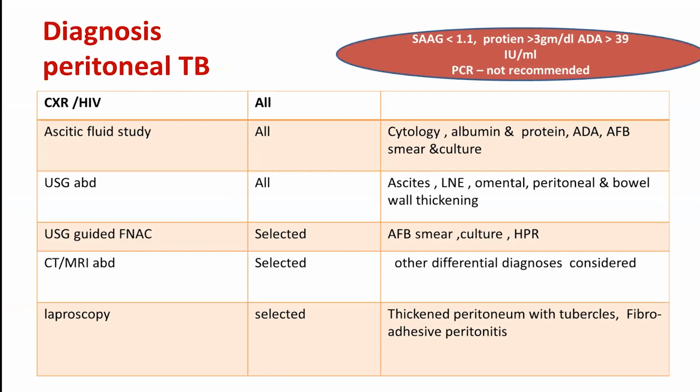Coming to peritoneal tuberculosis, if there are features of exudate in the form of protein more than 3 g% and SAAG less than 1.1, and if the ADA is more than 39, then it's most probably tuberculosis. And PCR is not recommended as per guidelines. Not only Indian guidelines, even if you search for US, it's not recommended.